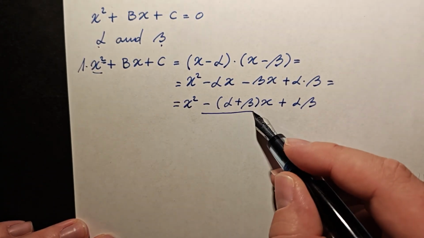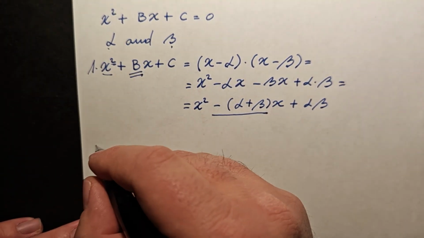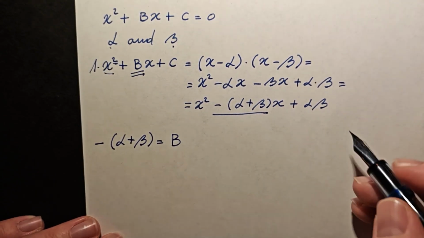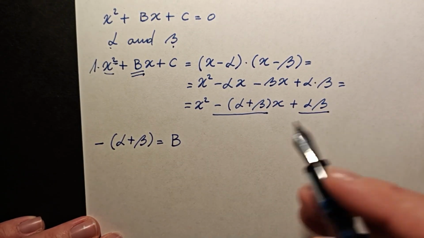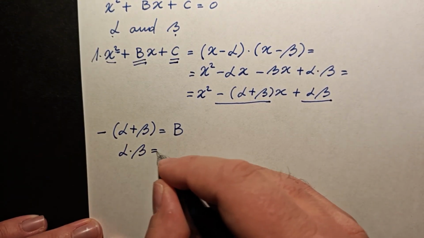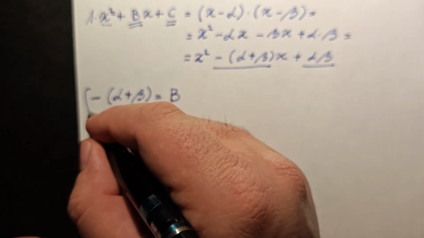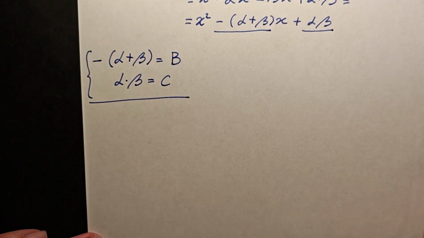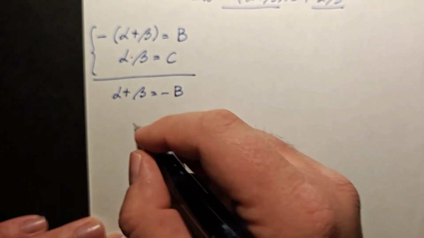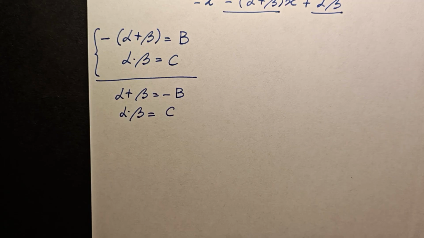Then negative (alpha plus beta) corresponds to this b. So we have the first equation, minus (alpha plus beta) is b, and alpha multiplied by beta corresponds to c. We have a second equation, alpha multiplied by beta is c, and now we have to solve this system of equations. So alpha plus beta is equal to negative b, and alpha multiplied by beta is equal to c.